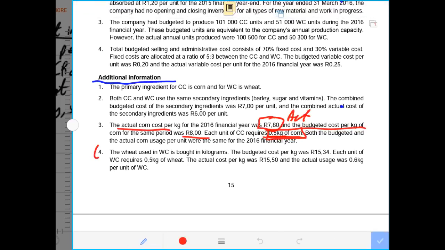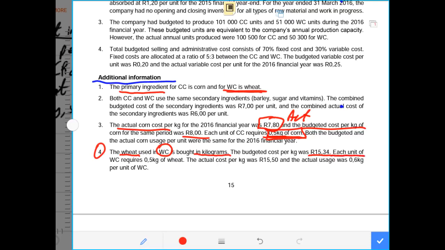Then we go to information number 4, which says the wheat. Remember, the wheat is used for product WC, and that was the primary ingredient for product WC. Now they say the wheat is bought in kilograms. That is good info. The budgeted cost per kilogram is 15 rand 34. That is per kilogram. And now we need it per unit, not per kilogram. Per kilogram is important when you do the variance, and also per unit you can use any of the figures, per unit or per kg.